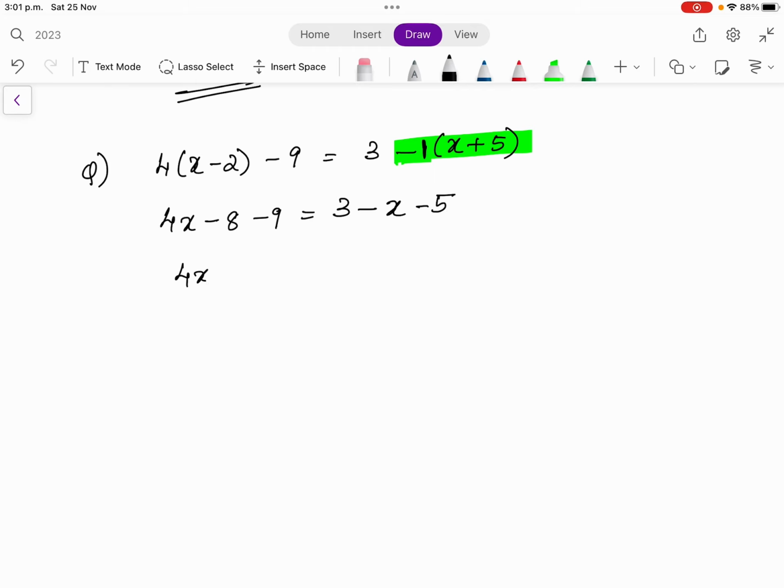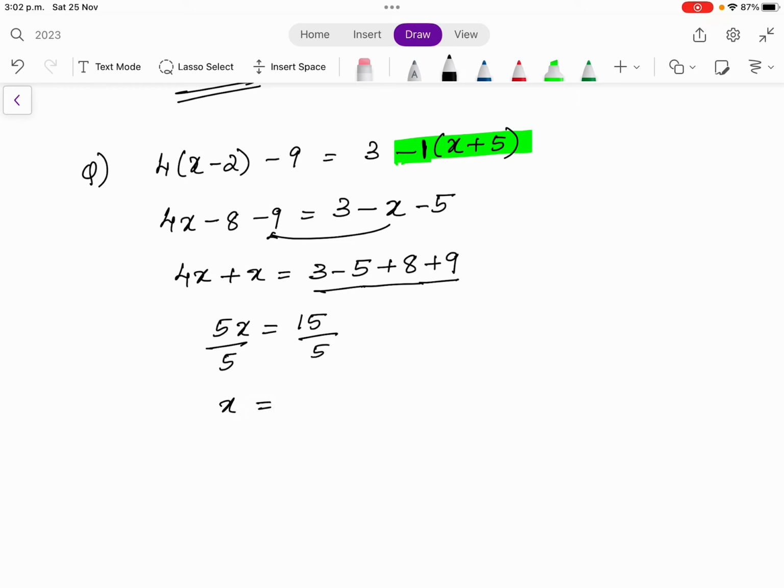So then you can write 4x, bringing the x to this side, 4x plus x is equal to 3 minus 5 plus 8 plus 9. So then 5x is equal to 3 minus 5 is equal to minus 2. Minus 2 plus 8 is 6. 6 plus 9 is 15. Okay, then divide by 5 here. Then x is equal to 3.